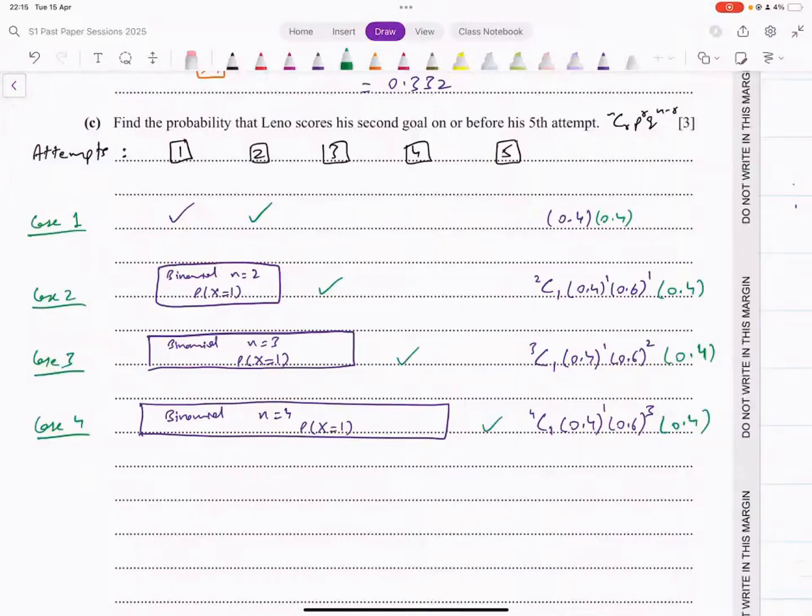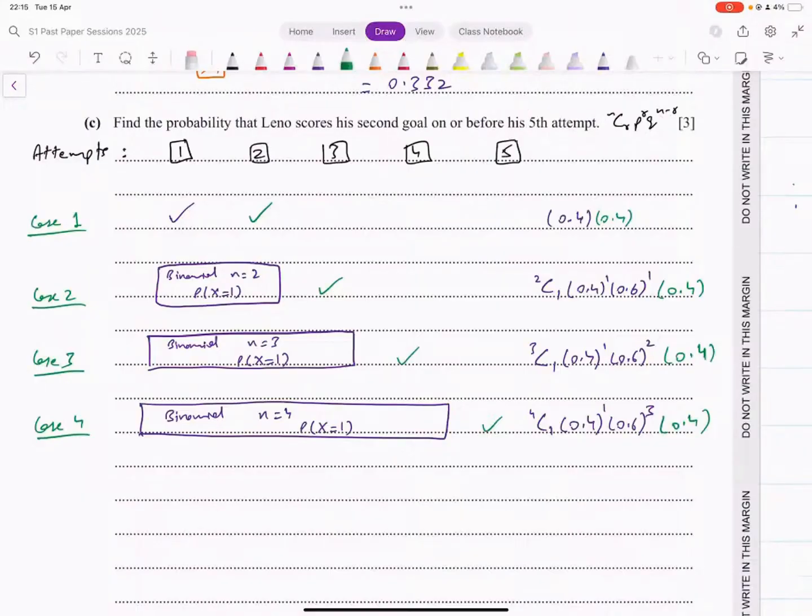Why do we consider the fifth success? Because it says on or before. So the second success could come on the fifth attempt as well. We are considering the fifth attempt because the second success could come on the fifth attempt as well. That's what the question says, right? It could be on or before. So we have to include the fifth as well.